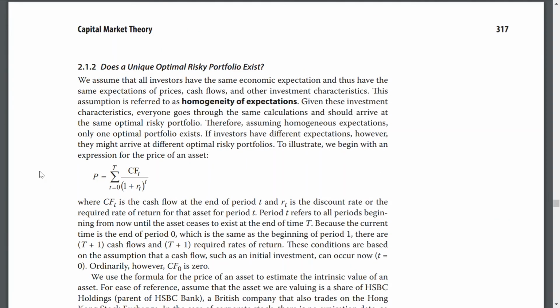Does a unique optimal risky portfolio exist? We assume that all investors have the same economic expectations and thus have the same expectations of price, cash flow, and other investment characteristics. This assumption is referred to as the homogeneity of expectations. Given these investment characteristics, everyone goes through the same calculations and should arrive at the same optimal risky portfolio. Therefore, assuming homogeneous expectations, only one optimal portfolio exists. If investors have different expectations, however, they might arrive at different optimal risky portfolios.